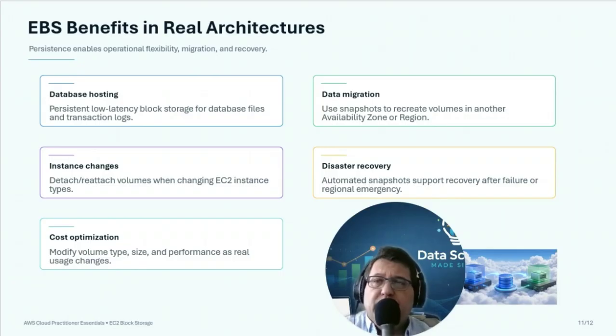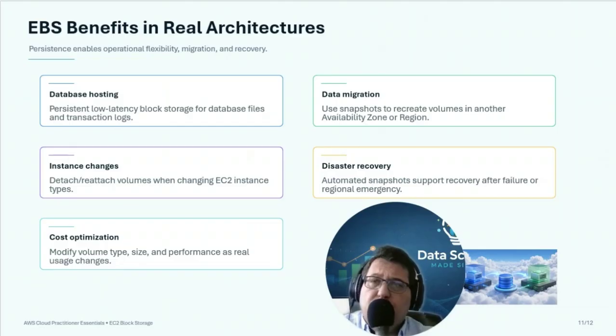Cost optimization: EBS volumes can be adjusted as application needs change. An organization may modify volume type, capacity, IOPS, or throughput. For example, a new application may initially be configured with high performance because its requirements are uncertain. After monitoring real usage, the organization may discover that the volume is over-provisioned. Reducing unnecessary performance can lower costs. The opposite can also happen. If the business grows and storage becomes a bottleneck, the EBS configuration can be increased to support the new demand. This flexibility is an example of cloud elasticity.